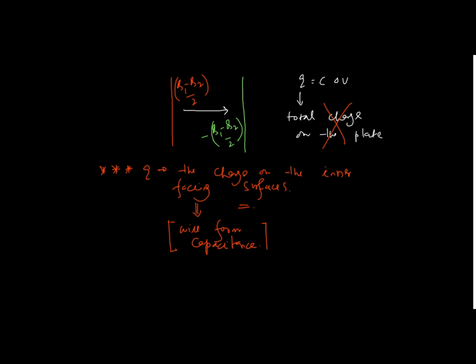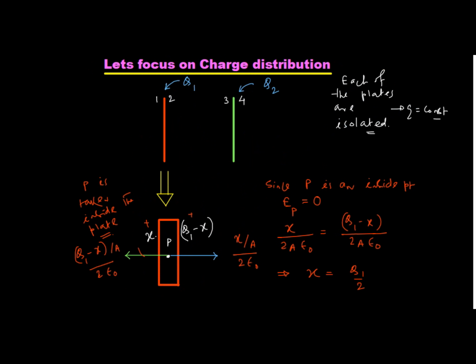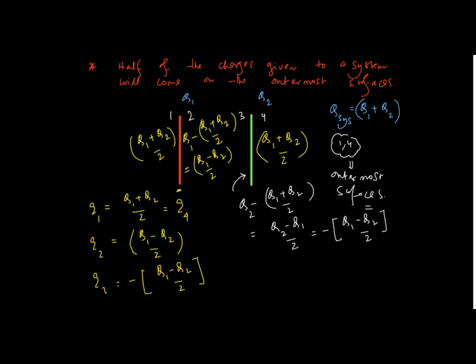Correct. So whenever you are given an arbitrary system, you have to do the charge distribution first. Then from the charge distribution, an equal amount of charge will come on the outermost surfaces.